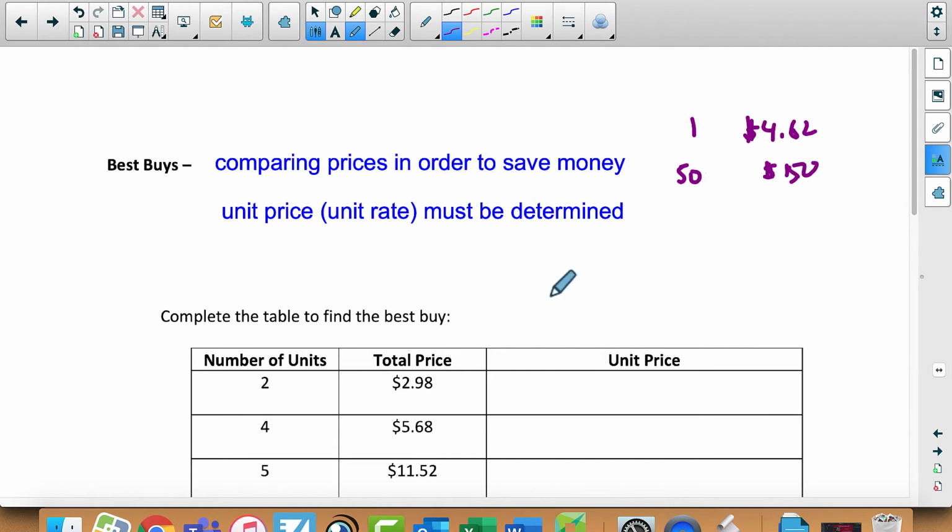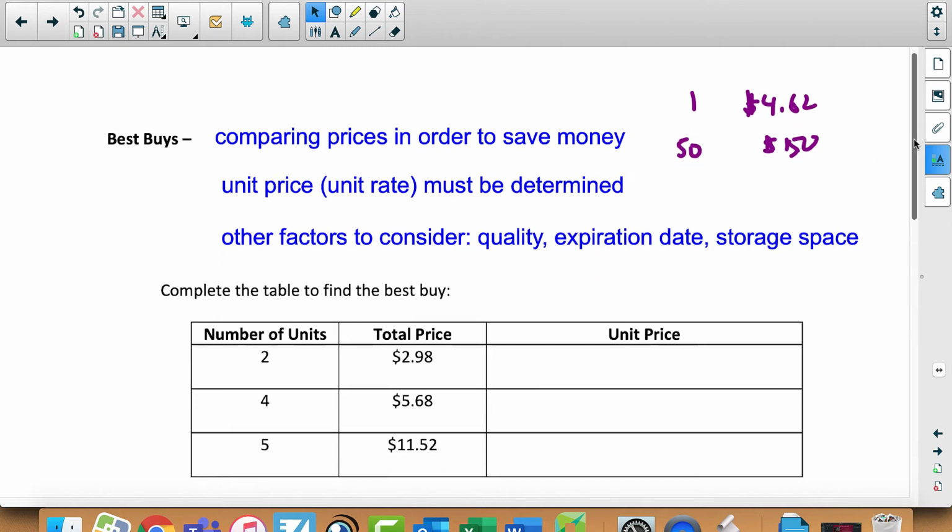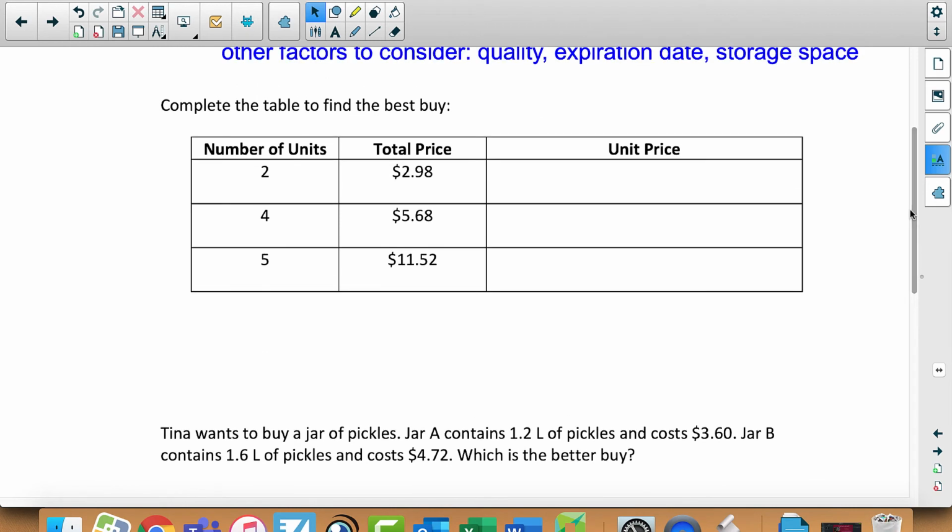But why might that be a dumb move? Because I don't think I'm going through 50 bottles of ketchup in the next year or so, and they'll probably all go rotten by the time I get to them. So you want to think about things like the quality. Maybe the cheaper one isn't as good. The expiration date. No point in buying stuff if it's going to go bad. And storage space. Where on earth am I putting 50 bottles of ketchup? So there are things to think about besides price, but for today we're just going to look at price.